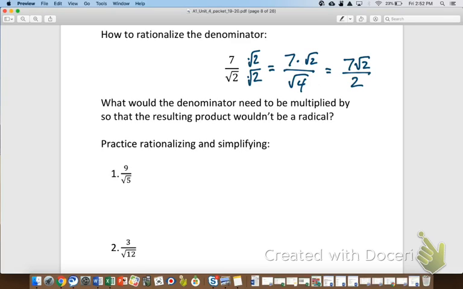Making sense? Okay, so I think that you're going to find number 1 to be quite similar to what we just did. So if you guys would, please try number 1. It's a little bit different, right? But it's similar enough. See if you can figure out how you could rationalize and fully simplify number 1.